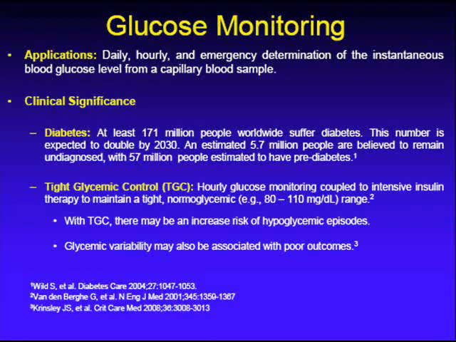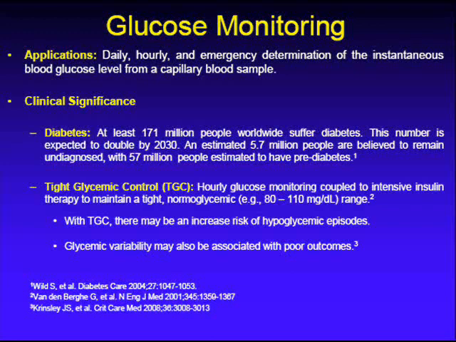At least 171 million people worldwide suffer diabetes. This number is expected to double by 2030, with an estimated 5.7 million people believed to remain undiagnosed, with another 57 million people estimated to have pre-diabetes.